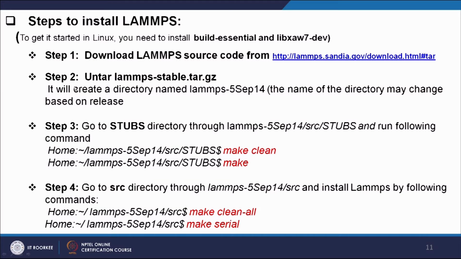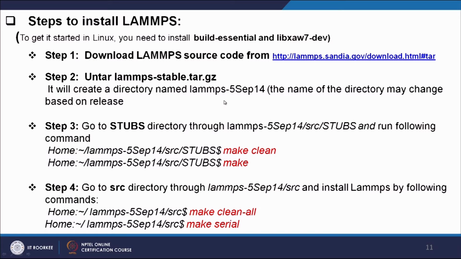After that it will download as a tar.gz file, so you need to extract that one. I have already shown you in the previous few lectures how to extract a zipped file. Once you extract it, it will create a directory like LAMMPS, then hyphen, and then the date. One example of the date structure I have shown over here, 5 September 14. It can change depending on the date of download.